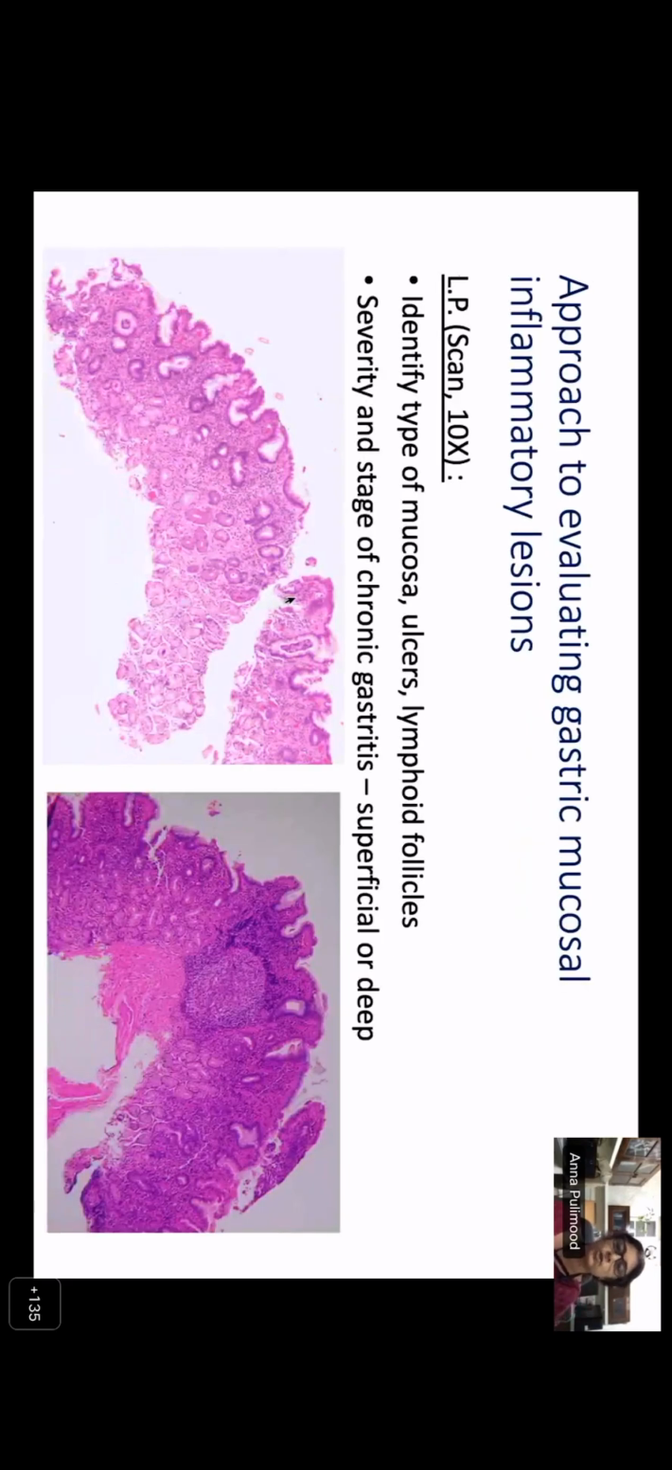Okay, and then we learned the approach. How do you evaluate gastric mucosal biopsies for inflammatory lesions? Under low power, you identify whether it's body or antrum, whether there's a true ulcer or not. You identify lymphoid follicles, which are seen in H. pylori. Then you identify the severity and stage, whether it's superficial or deep. Is it a mild chronic or a severe chronic?